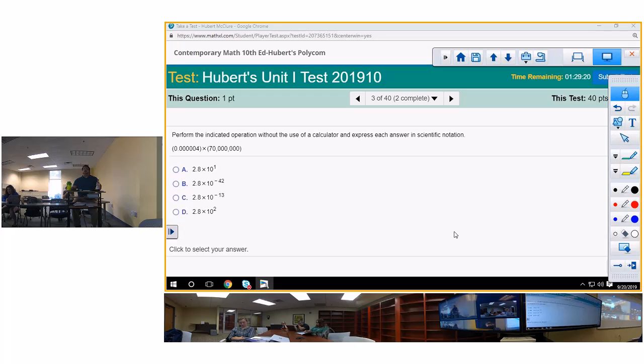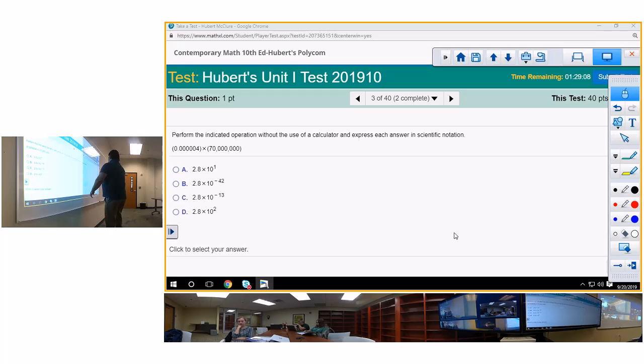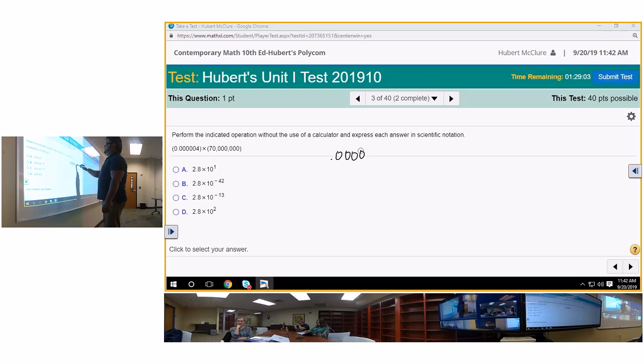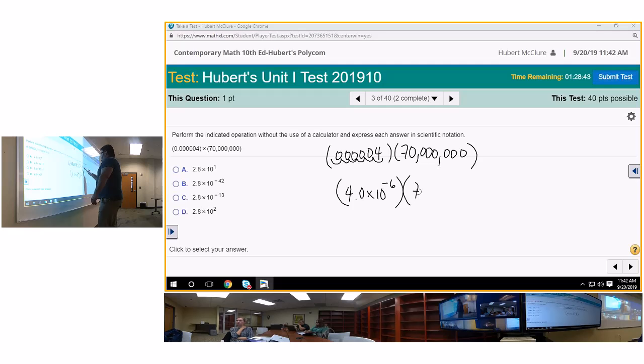That is 5 zeros and 70 million. I'll draw it on the board. I'm going to try to get through this thing as fast as I can. So, 0.0000004, 5 zeros and a 4, times 70 million. So, 1, 2, 3, 4, 5, 6. 4.0 times 10 to the negative 6. 7 times 10 to the 7th.